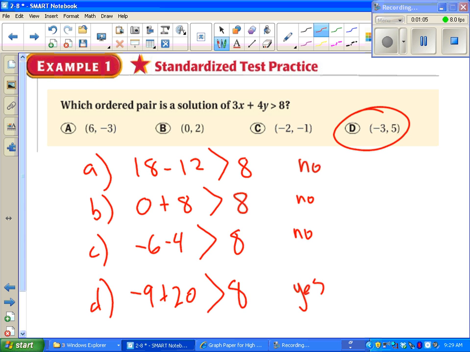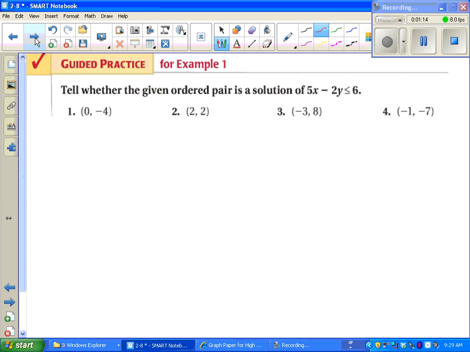Could have also done this problem by graphing the line and then finding out which point was in the shaded region. I chose not to do it that way because we haven't looked at a graph yet. That's what's coming up soon. At this point, you can pause the video and try these on your own, or you can do that later.